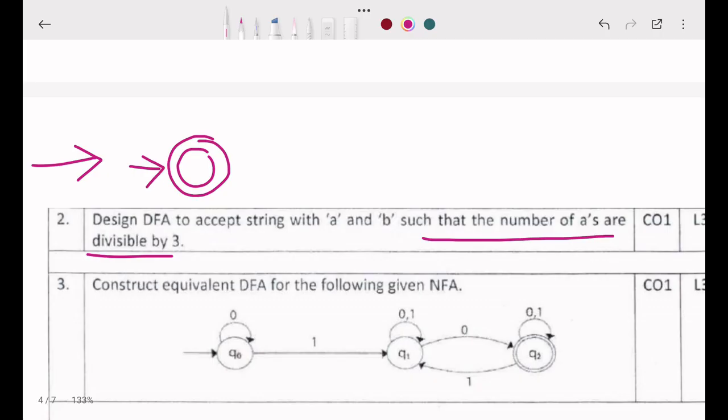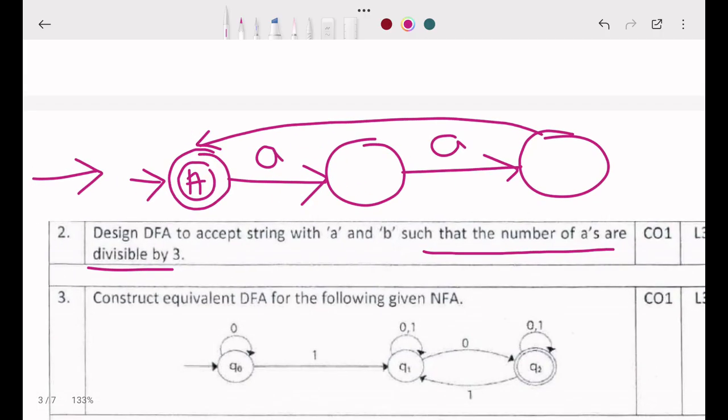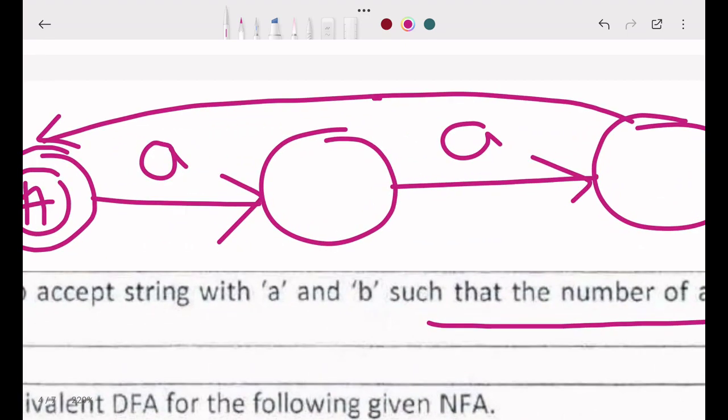0 is the final state, meaning 0 is divisible by 3. Done. Let the state name be A. Now A, done. Next state A, done. Next state. So now the number of A. Now I am taking a self loop. Okay, A. This is also A.